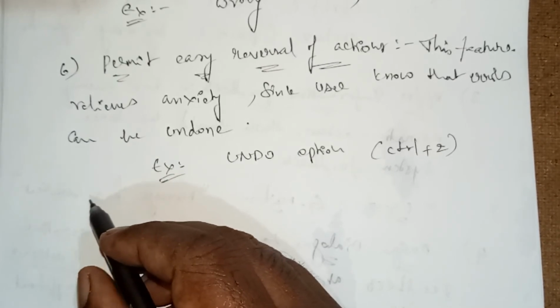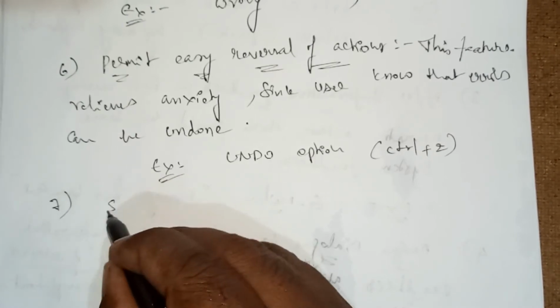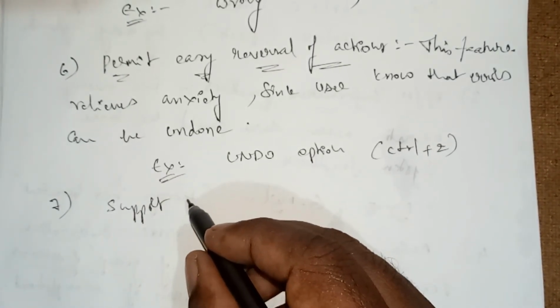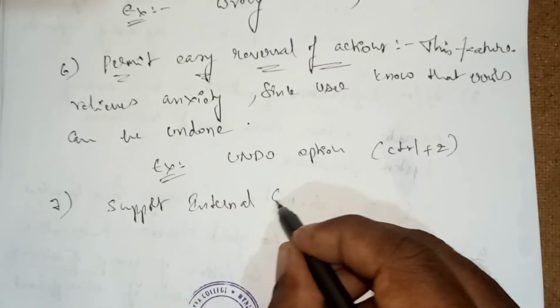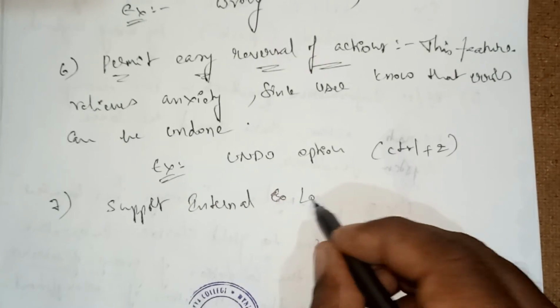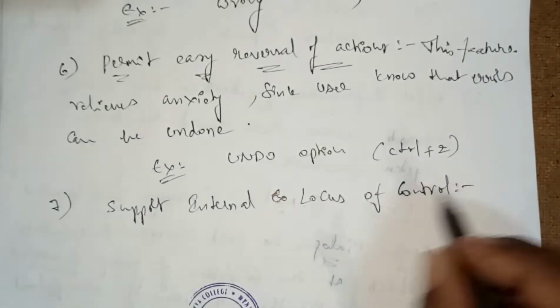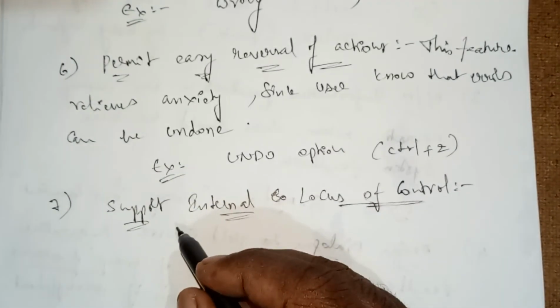And the next one, the seventh golden rule, is support internal locus of control. Here it supports internal locus of control.